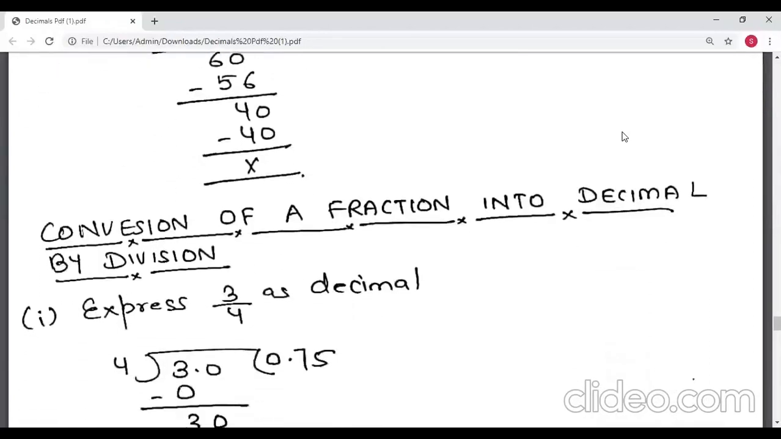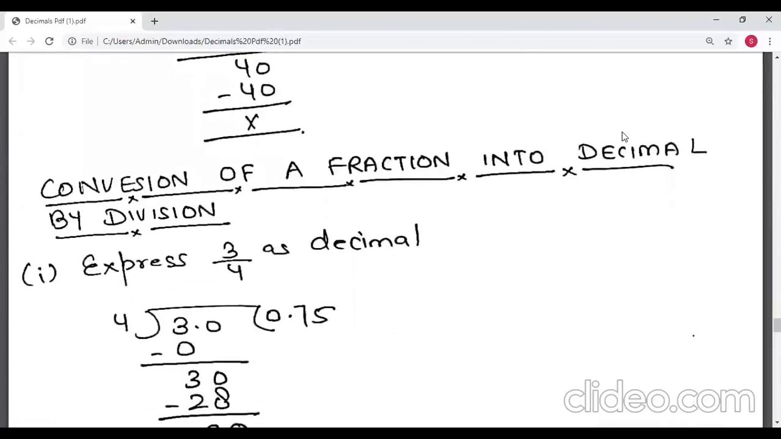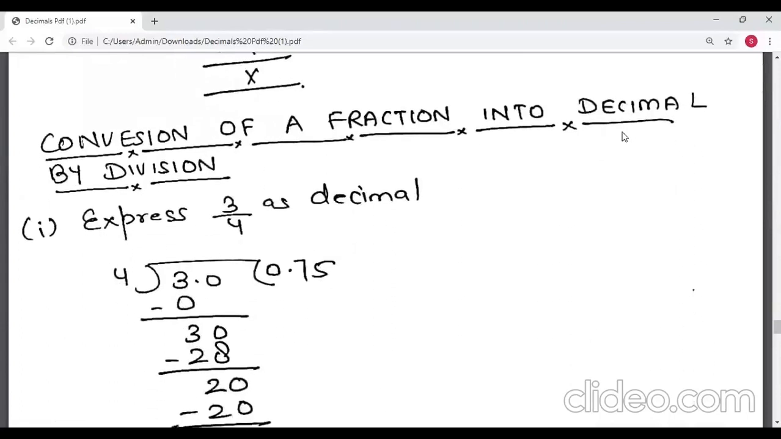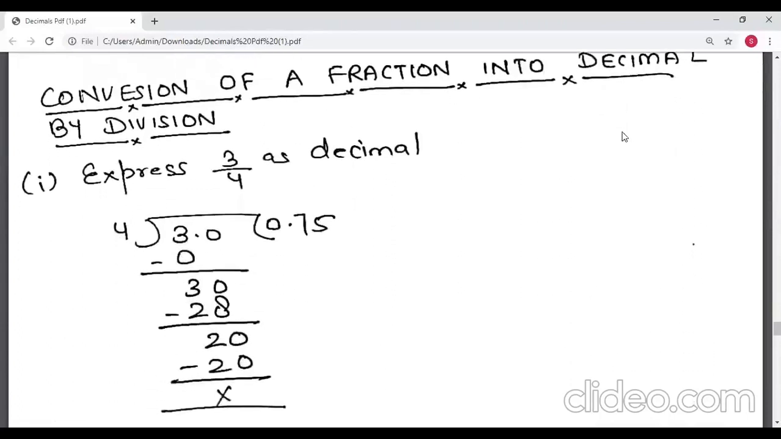Conversion of a fraction into decimal by division. Express 3 by 4 as decimal. Now here the number which we have to divide is less than the divisor. So 3 when we have to divide by 4, first of all we'll put out the decimal from there.